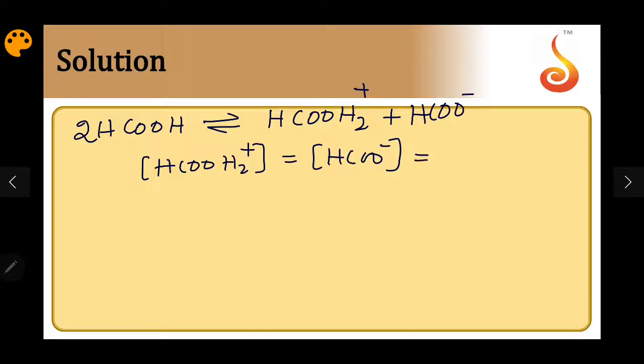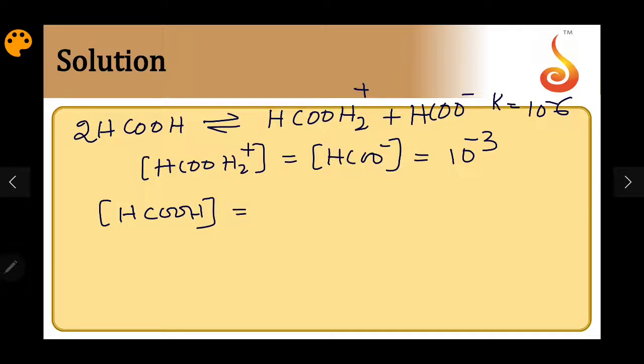It is equal to 10 power minus 3 because K is equal to 10 power minus 6. So the product is equal to 10 power minus 6, so equal means each of them should be 10 power minus 3. Now what we have to find out is the concentration of HCOOH, the concentration of HCOOH in the pure form.